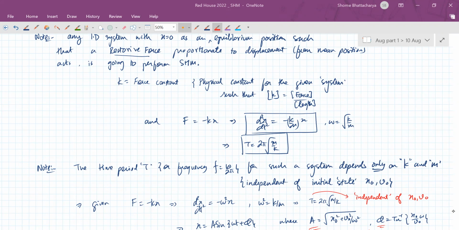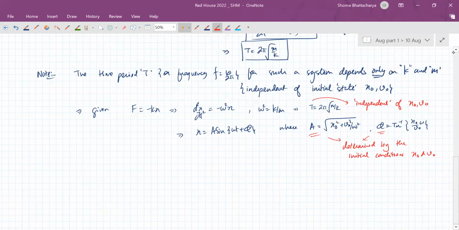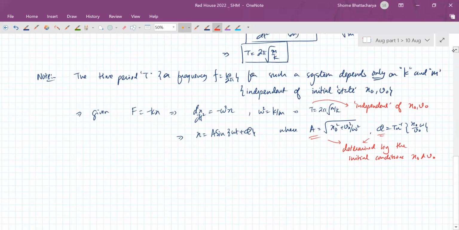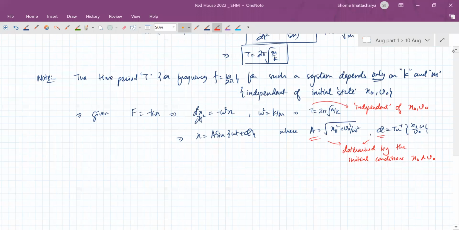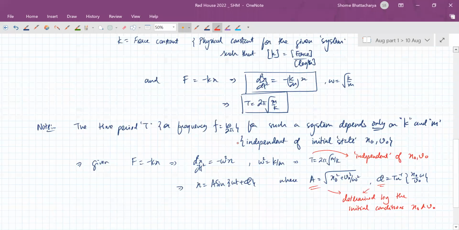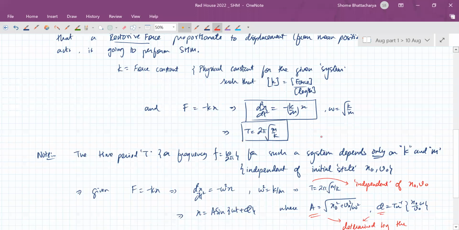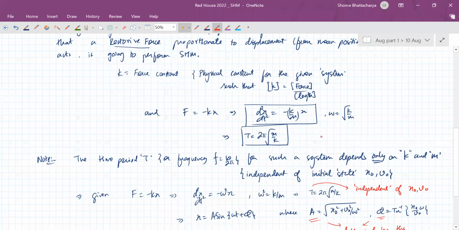Okay, so given that we know the type of force that is acting in a system, it satisfies the given condition that F is equal to minus kx. Then from the force constant, we have the value of k and the mass of the body. We know what the time period and omega should be, because they don't depend on x naught and v naught. They only depend on these two properties, m and k. Whereas what is actually affected by the initial state x naught and v naught is the amplitude and the phase constant.